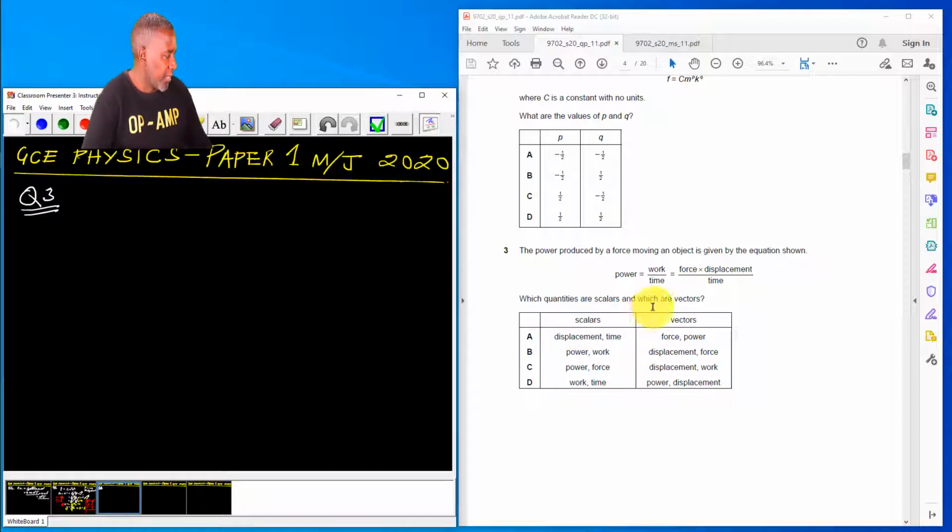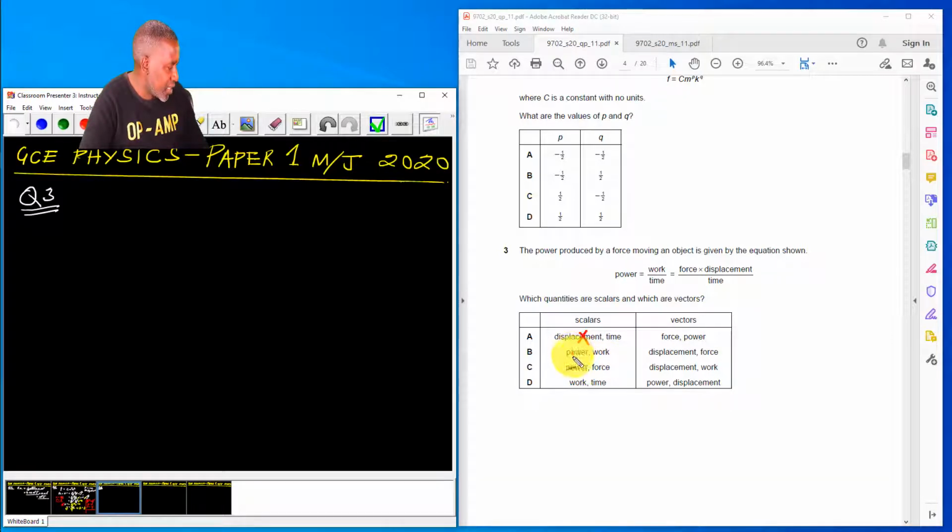Now let's read question 3 together. The power produced by a force moving an object is given by the equation power is equal to work done over time. Work is force times distance divided by time. And then we are asked which quantities are scalars and which are vectors. This one should be very easy because on the side of scalars, displacement is not a scalar, so it rules out A.